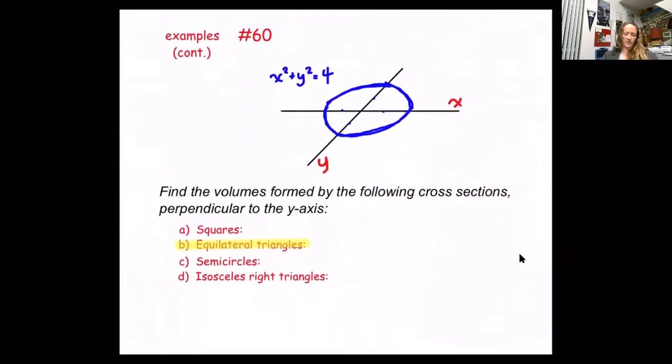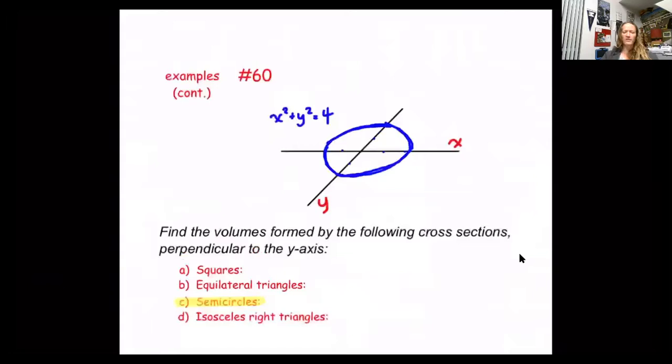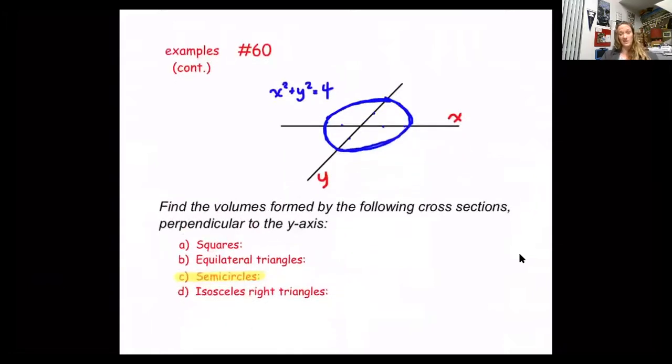Equilateral triangles. I don't want to give that one away to you. You're supposed to see that one in the video. Let's do number 60. Let's do semicircles. And I don't even think this is number 60 in your guys' book, but it is number 60.